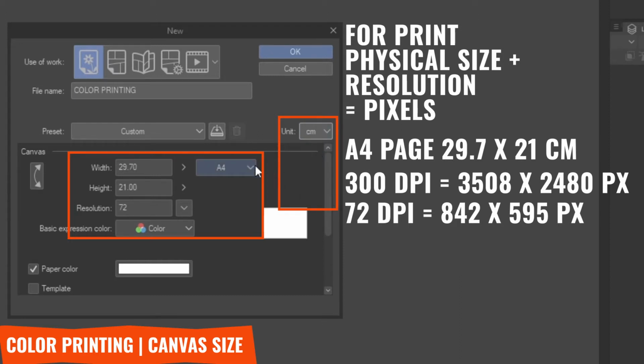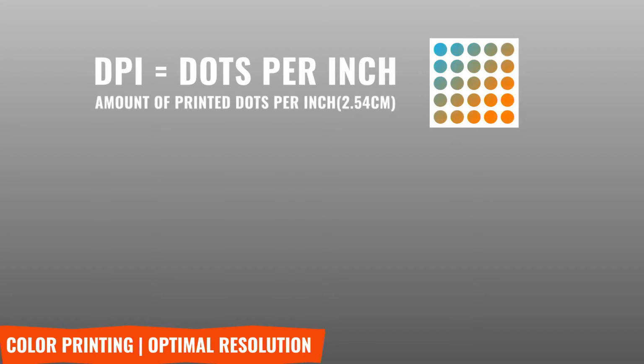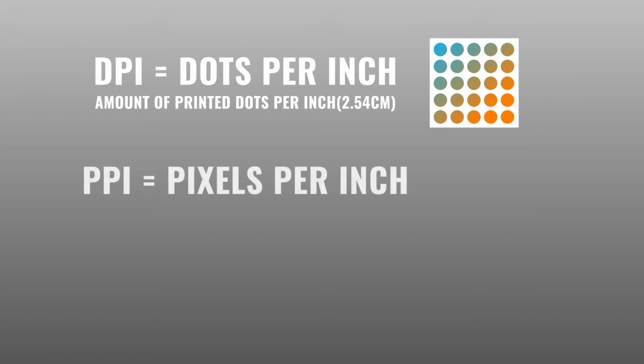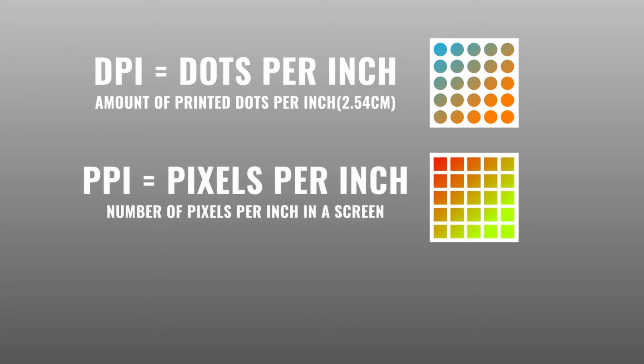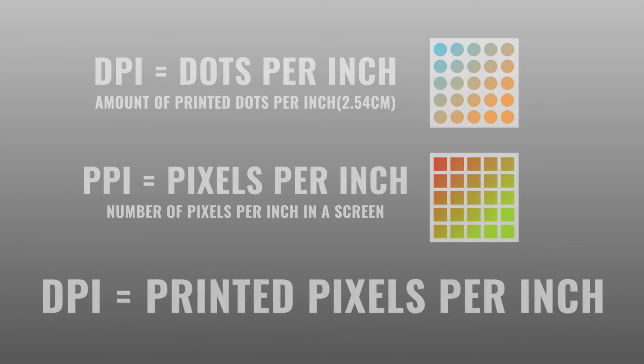To understand the problem, we need to define a couple of things. DPI stands for dots per inch. This basically means the amount of physical dots that the printer can place in a line of 1 inch. We also have pixels per inch. That's the amount of pixels per inch on a screen. For our work, and to be practical, when we say DPI, we mean the amount of pixels per inch printed on the page. So, in our example, in the case of an A4 page, we have 29.7 by 21 centimeters.